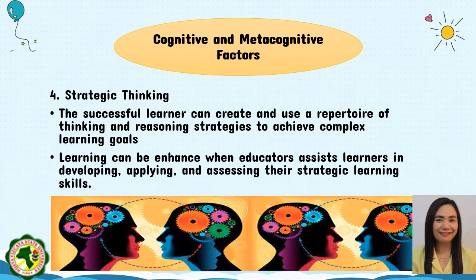Fourth one. Number four principle is strategic thinking. We're still on cognitive and metacognitive factors, no? The successful learner can create and use a repertoire of thinking and reasoning strategies to achieve complex learning goals. So again, always remember that learning can be enhanced when the teachers assist the learners in developing, applying, monitoring, and evaluating or assessing their strategic skills.